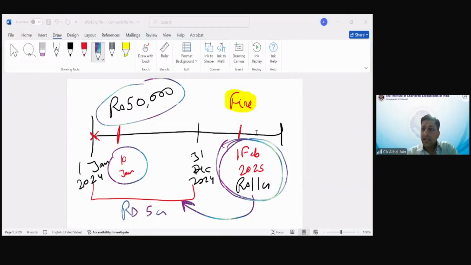Okay, then I can see one query from Rohan. Rohan is asking, sir, can we say that all uncertain events that occur after? Yes, of course, we can say that.